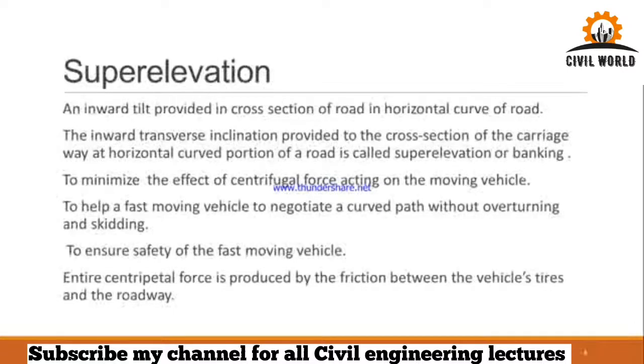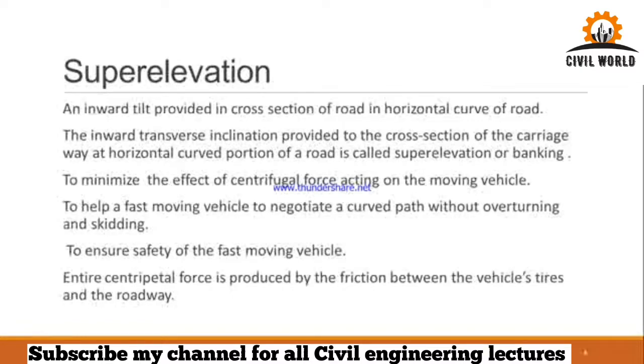Superelevation. What is superelevation? The superelevation is basically the rise of the outer edge of the road as compared to the inner edge of the road. Or it can be defined as an inward tilt provided in the cross section of the road in a horizontal curve of the road, in order to minimize the effect of centrifugal force acting on the moving vehicle.